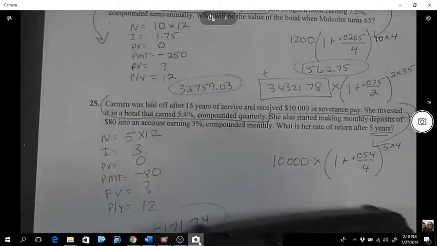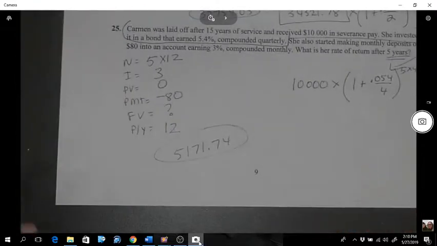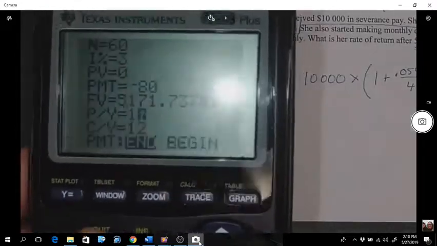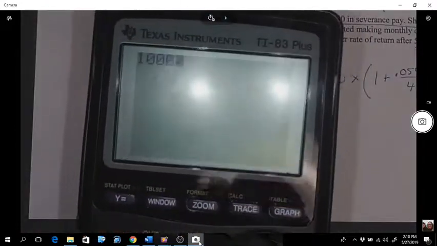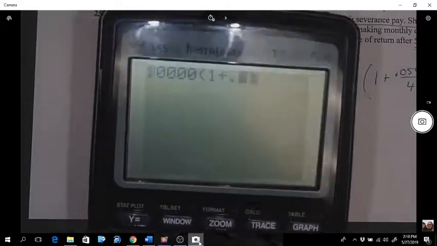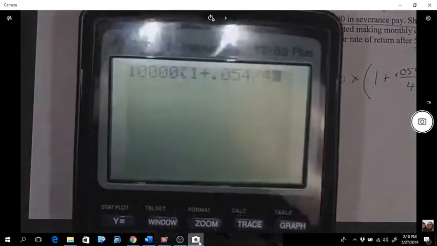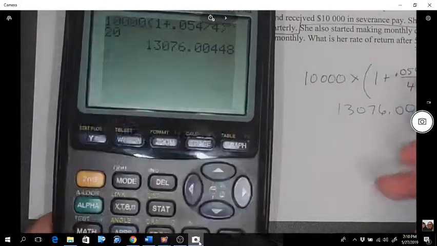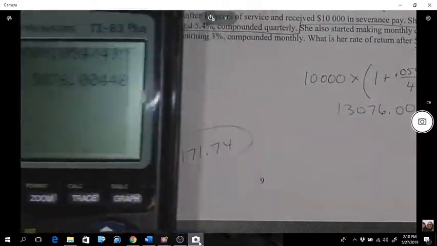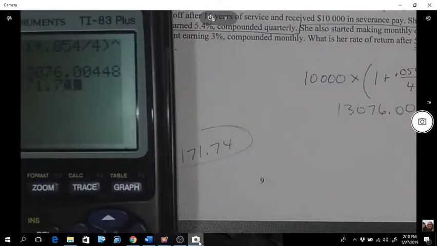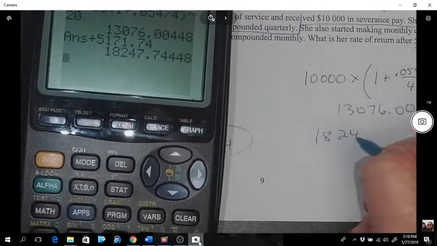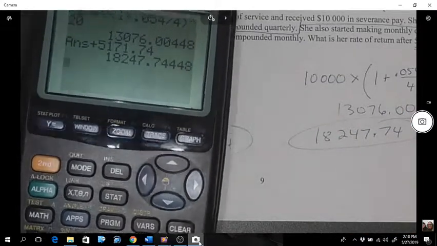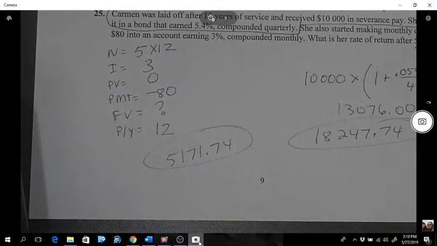Okay, and 10,000 for the compound interest: 10,000 times 1 plus 0.054 divided by 4, to the 20, is 13,076.00. So altogether, she has 18,247.74 total.